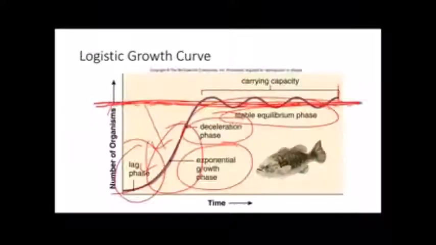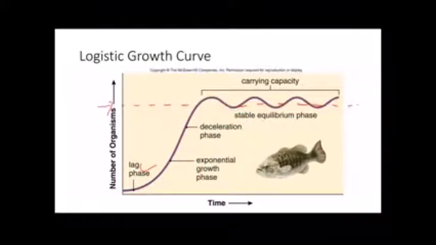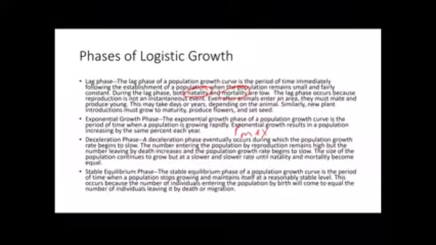The deceleration phase is the next one. And notice that during that deceleration phase, the slope of our line begins to decrease a bit. That means the rate of population growth is starting to decrease. So again, during the deceleration phase, the population growth rate begins to slow. The number entering the population by reproduction remains pretty high, but some start to die. And therefore, the population growth rate starts to slow down. The size of the population continues to get bigger. We're not talking about a decreasing population. Just the rate at which the population size is increasing is slowing down.